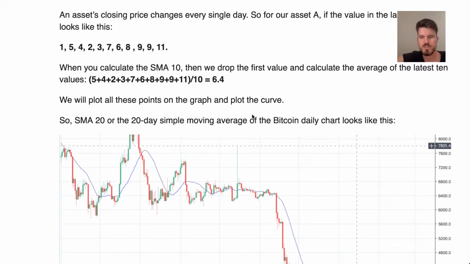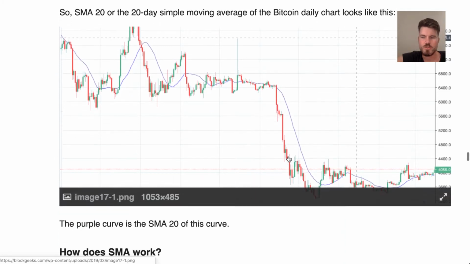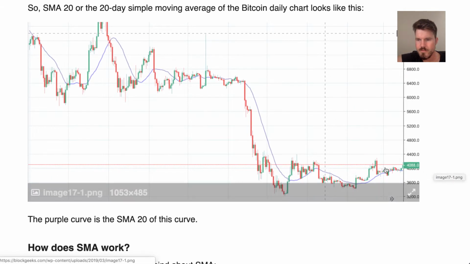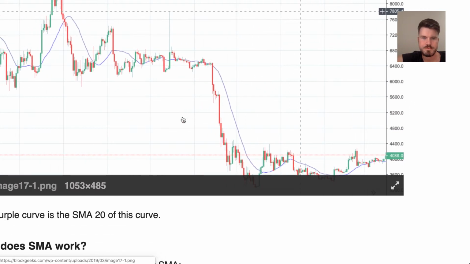Of course, you can also use other periods. For example, you've got the SMA 20. In this case, you're using 20 periods, so 20 candles. If you look at this candle here, you would be calculating back 1, 2, 3, 4, 5 up to 20. Then you add all these candles up together, divide by 20, and you get this price point on the simple moving average.